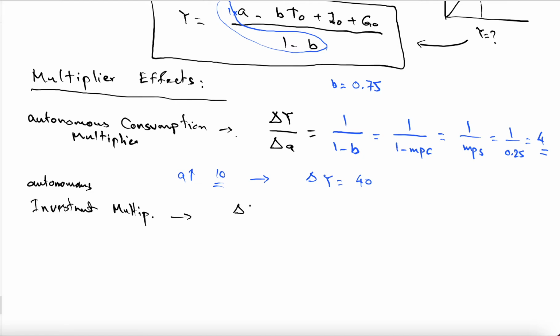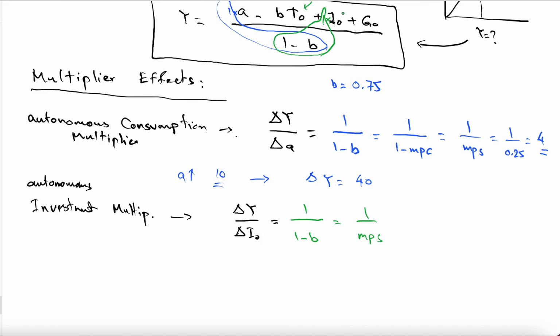This is the delta y divided by delta I0. So again, you would see that the coefficient would be 1 multiplied by that, so it becomes 1 over 1 minus b, and it's 1 over MPS.